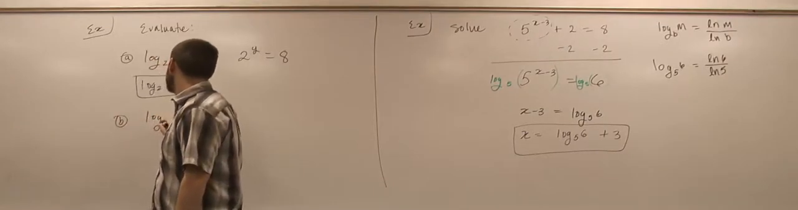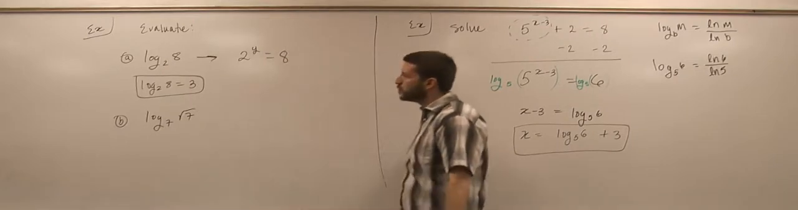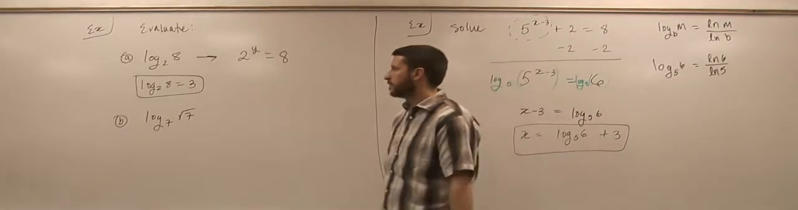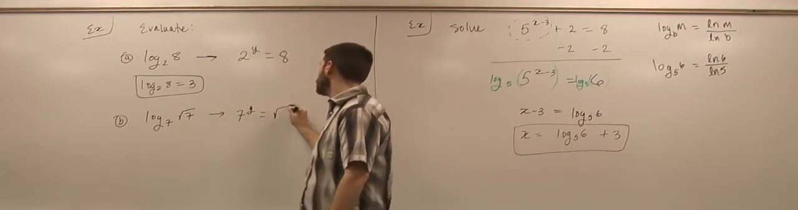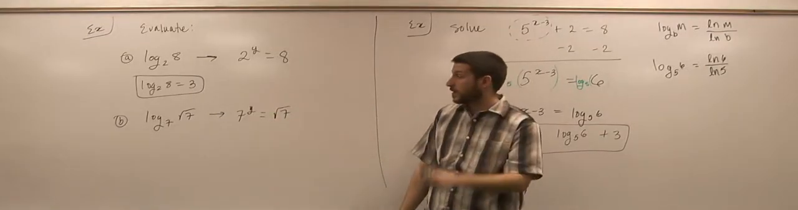Just mess around. Log base 7 of root 7? 1/2. What power do you raise 7 to get the square root of 7? You have to raise it to the 1/2 power, since the square root is the 1/2 power.